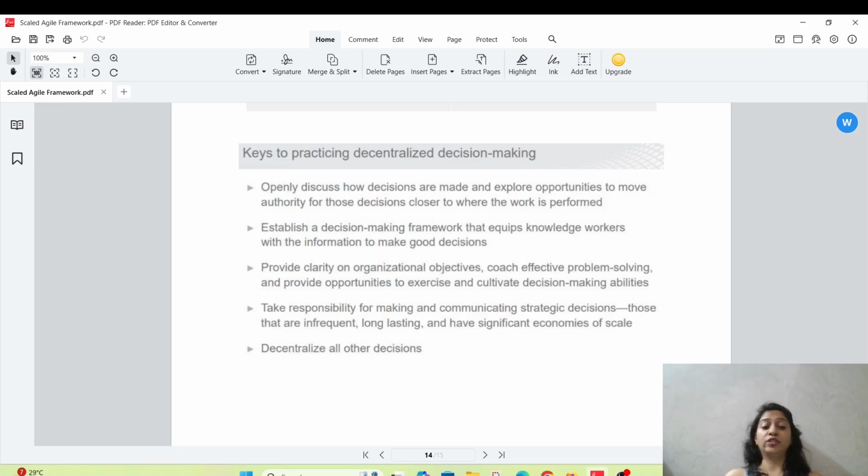decision making abilities. Take responsibility for making and communicating strategic decisions, those that are infrequent, long lasting, and have significant economies of scale. Decentralize all other decisions. Correct. Then you can go ahead with it.